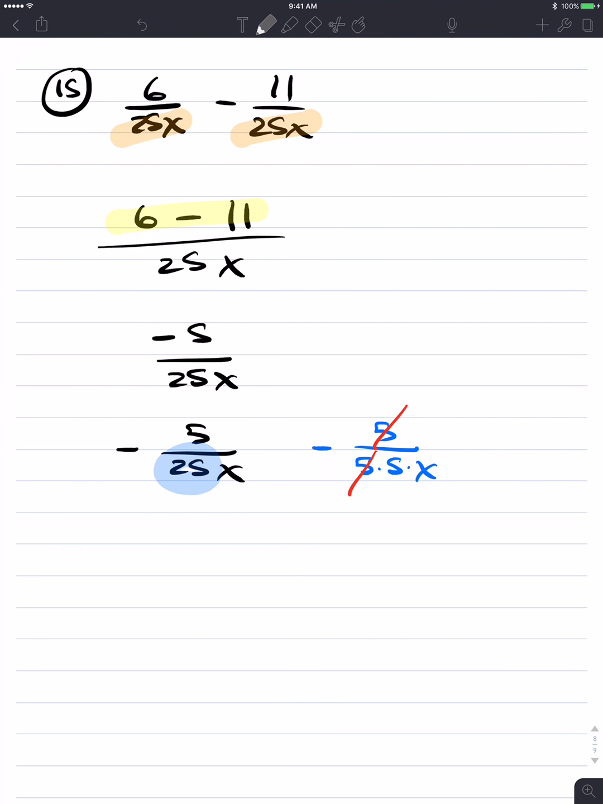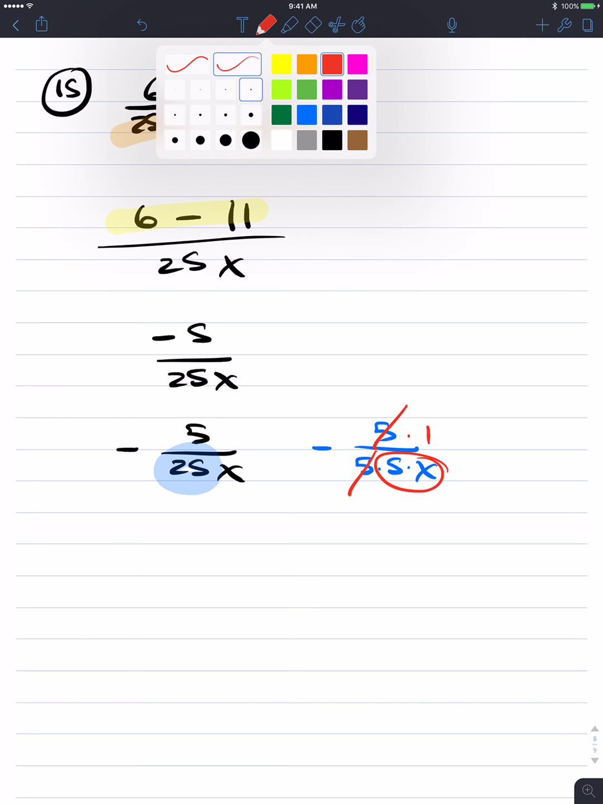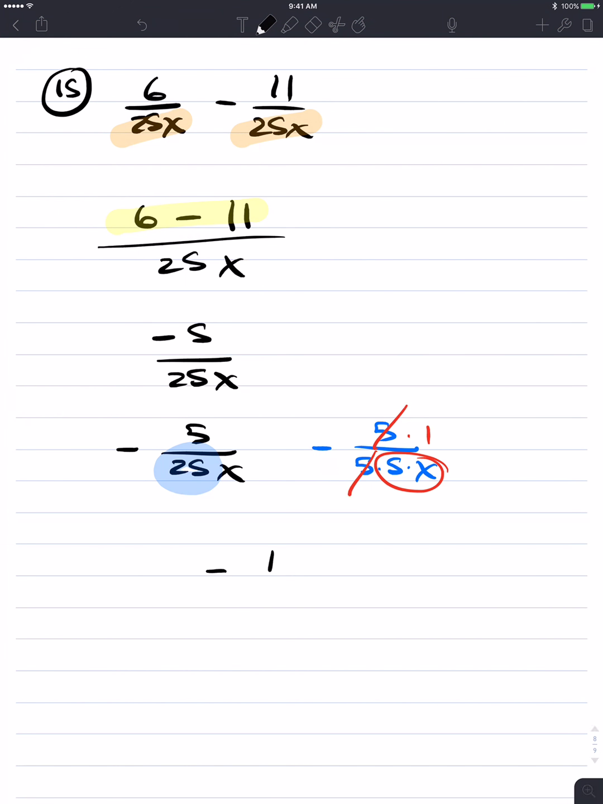Five cancels. I'm left just with the 5x. Nothing is on top, so we put a 1. Final answer is going to be negative 1 over 5x. And we're done.